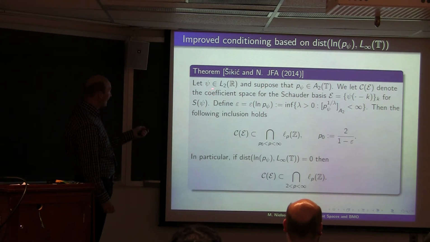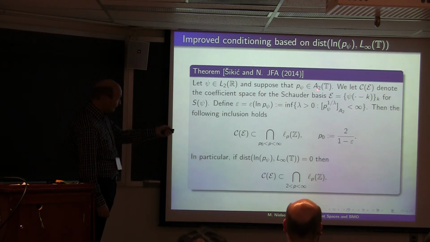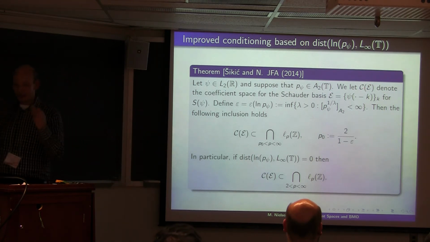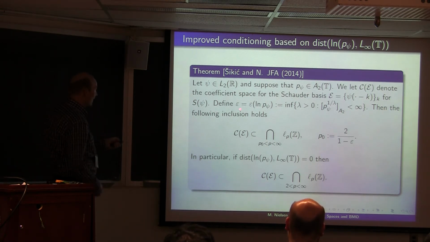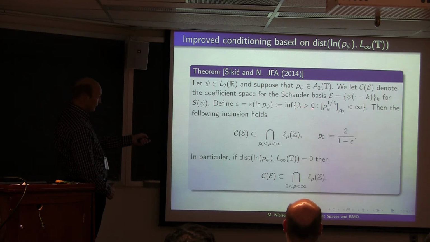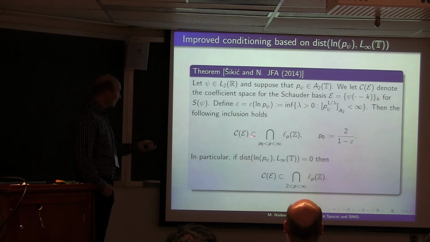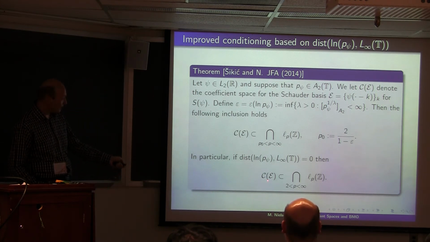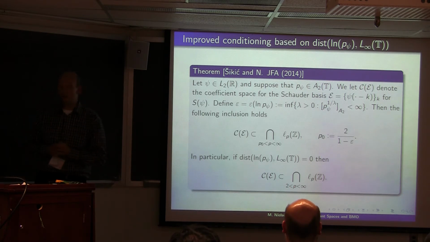Well, let's take a generator with a periodization function in A2, and then we look at the coefficient space for the Schauder basis. That is all the coefficient sequences generated by this dual system. Then we define this quantity epsilon as the infimum of lambda greater than 0 such that the periodization function to the power 1 over lambda has finite A2 norm. Then we can show that the coefficient space is contained in the intersection of the LP spaces where P is between this P naught given by this quantity and infinity. So especially in the case where you have distance 0, the sequence space is contained in the intersection of these LP spaces where P is between 2 and infinity.